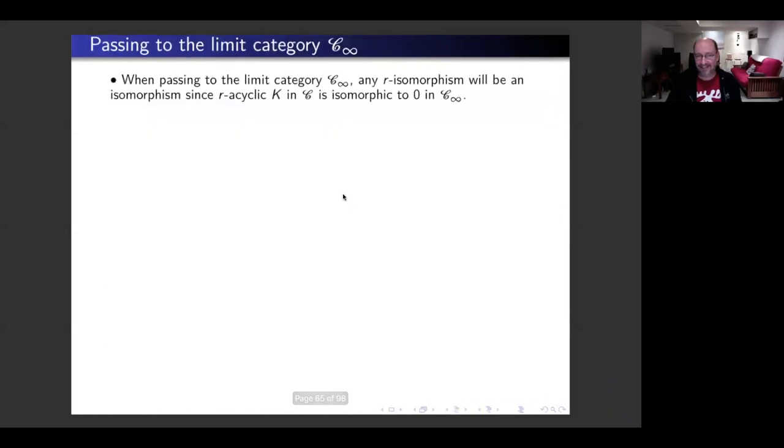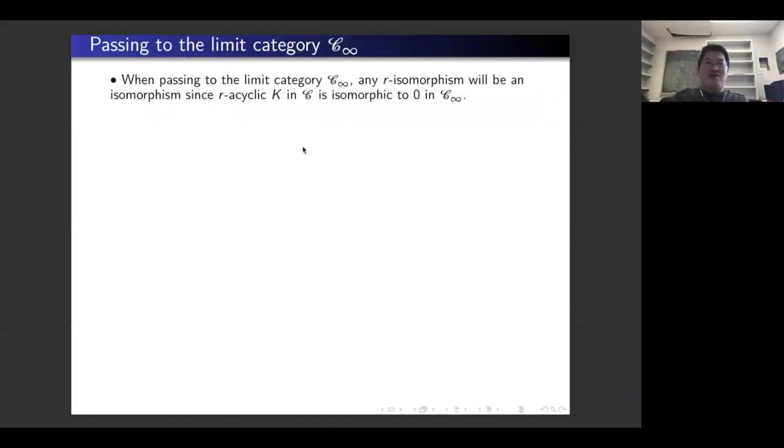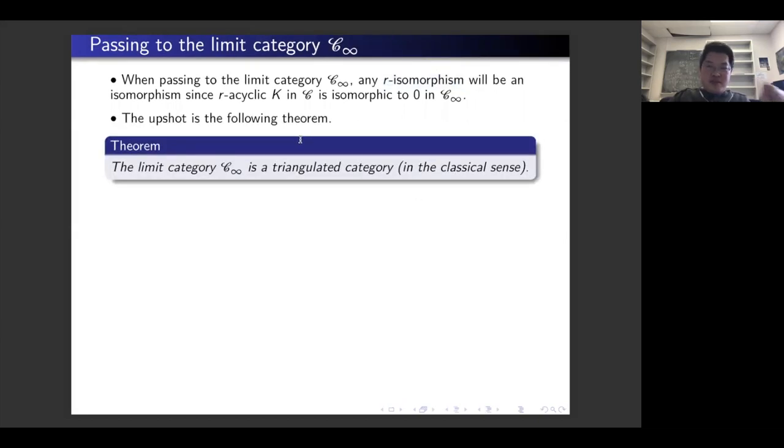I think there's only one small thing I would just say. Once you pass to the limit category, as I mentioned, in the limit category the R-interleaving relation, or here we call it R-isomorphism relation, will become isomorphism. So in the limit, you sort of kill all the torsion part, all the acyclic part. This is a nice thing, and you don't need to worry too much about that. And then the big theorem that you need to show is that the limit category is actually a triangulated category in a classic sense. It's really a triangulated category.